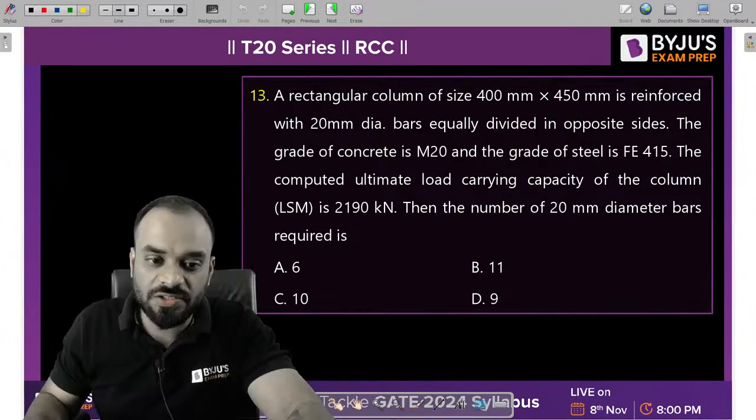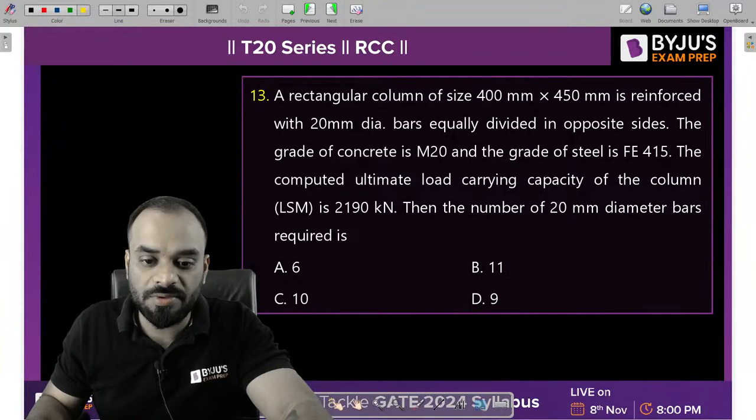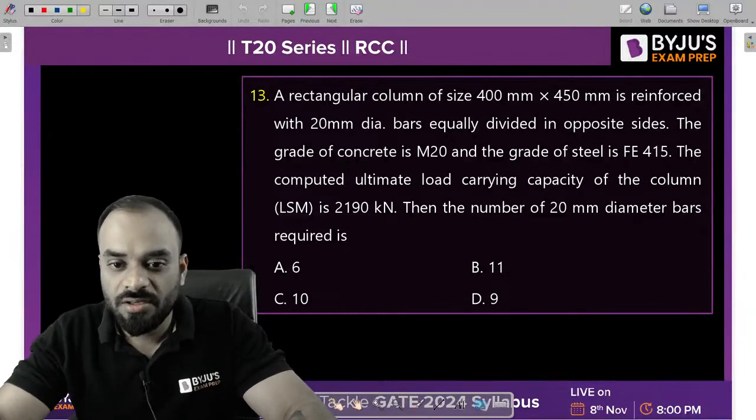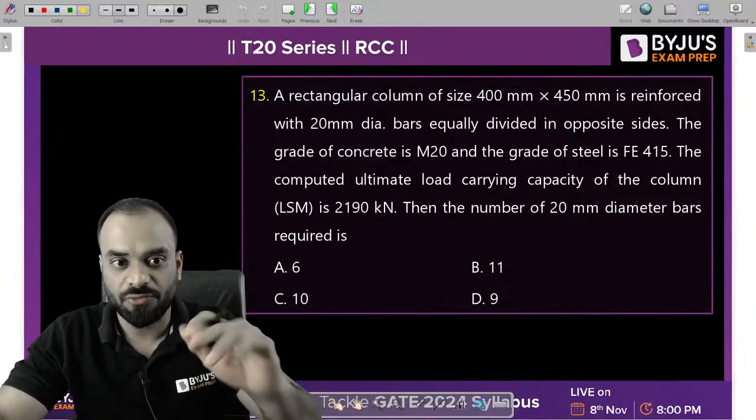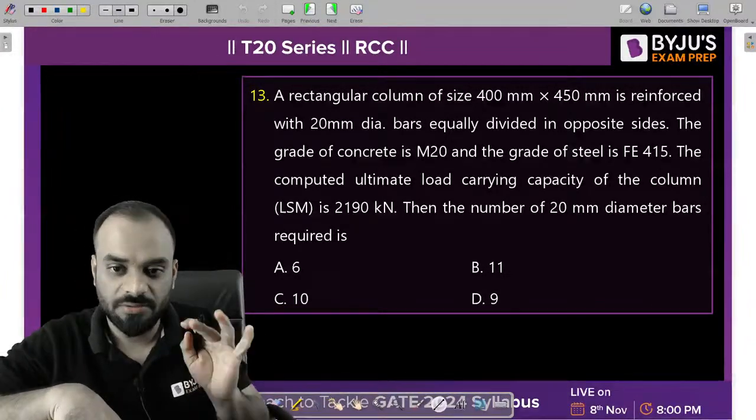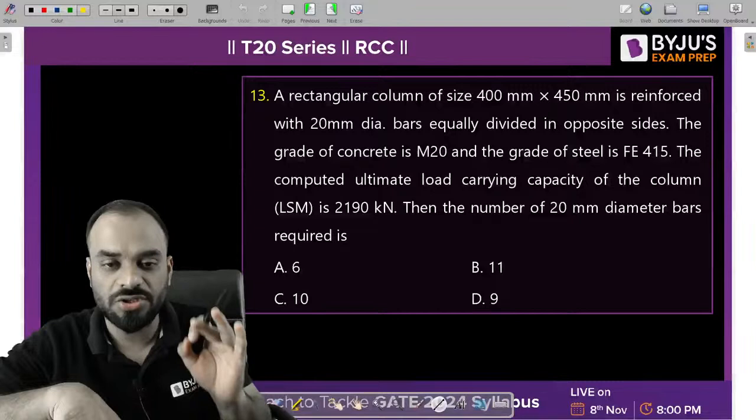Now the next question is also a tricky one, guys. This problem is a little bit tricky one. Kindly read the question very carefully. Now listen to it properly and kindly solve the question very well.